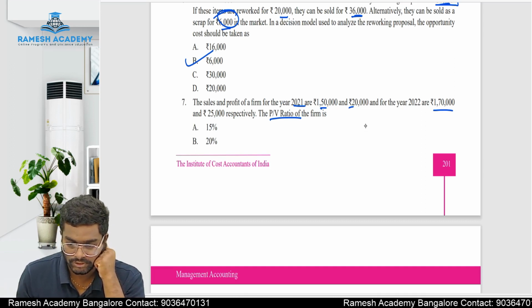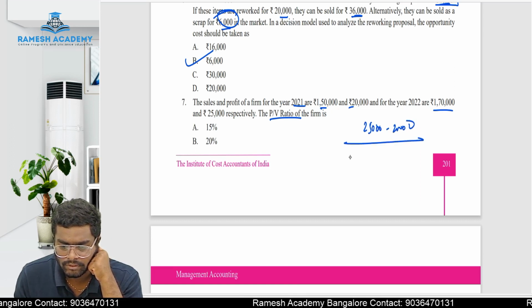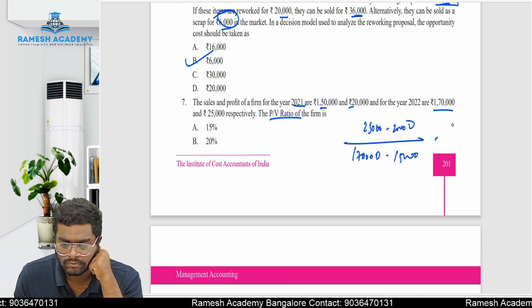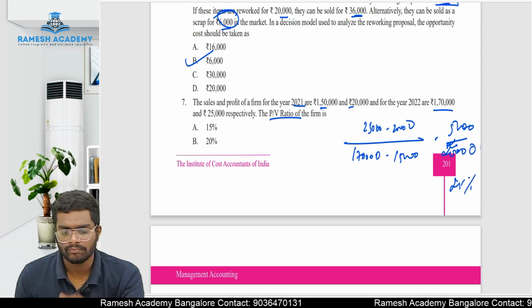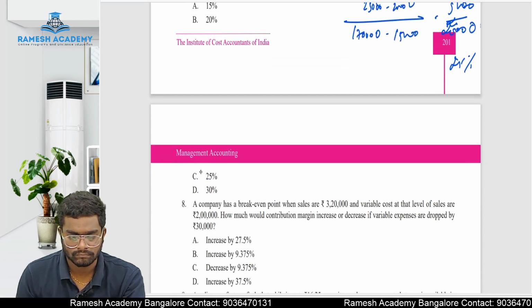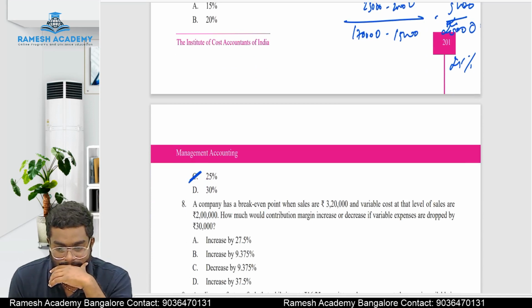So what is the change in profit? 25 minus 20 divided by 1,70,000 minus 1,50,000. So it is 5 by 20, just 25%. Simple. Change in profit by change in sales. That is the thing.